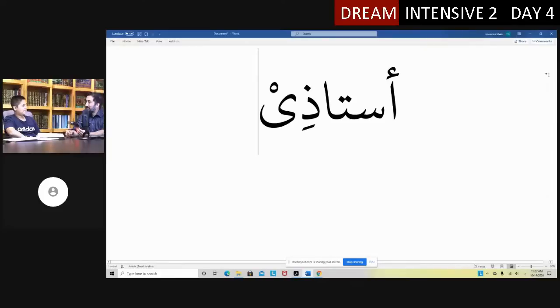My mouse, mousi. Mousuna. What do you think mousuna means? Our mouse. Rabbana atina fid-dunya hasanah. Rabbana, our master, give us good in this life. So cool. It's mind blowing.